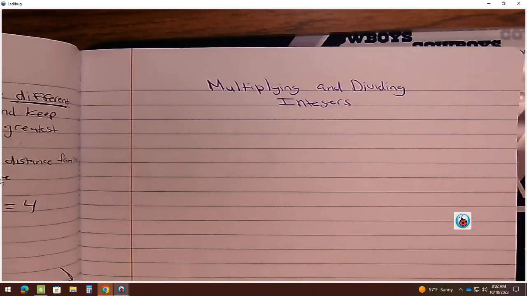Okay, so on your notes journal, you should have multiplying, dividing integers. This one I call rule 4, okay? Rule 4.